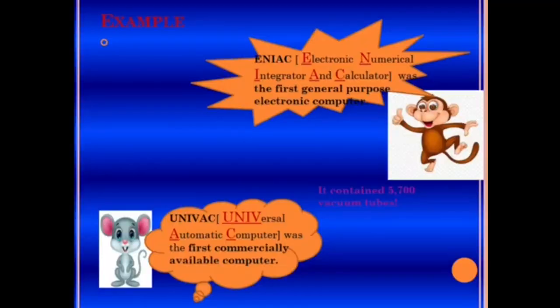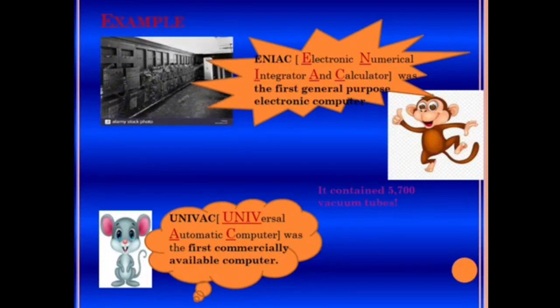The first one is ENIAC. ENIAC stands for Electronic Numerical Integrator and Calculator. This is the machine. The expansion of ENIAC is Electronic Numerical Integrator and Calculator, and it was the first general purpose electronic computer. So if they ask which is the first general purpose electronic computer, ENIAC is the answer.